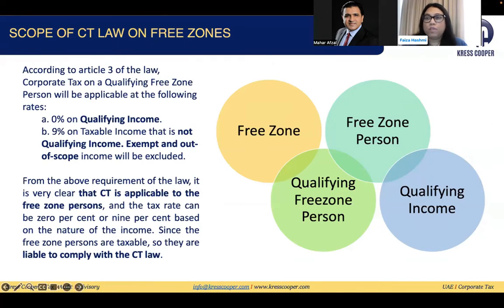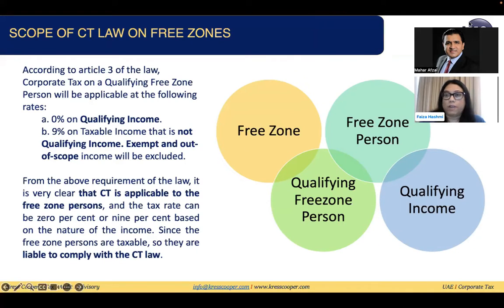So apart from the key areas, we have been also discussing the cabinet decisions which have come out, the new guides which have come out from FTA, trying to explain in more detail about the corporate tax provisions. And just like that, today our topic is going to be for free zone.